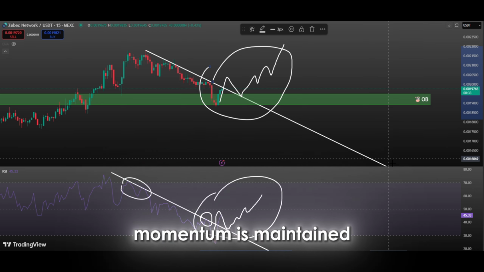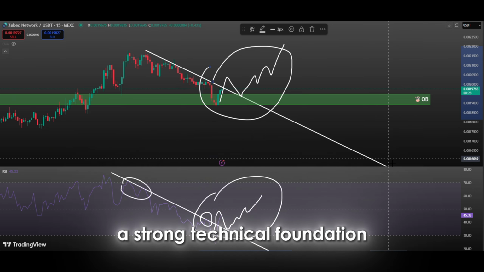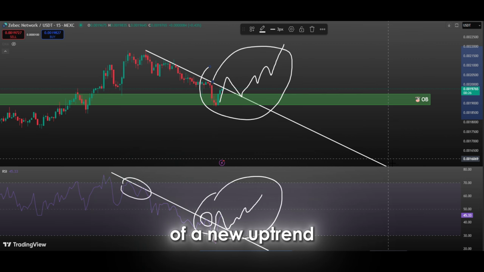If this positive momentum is maintained and the price follows suit with an upward breakout, it will create a strong technical foundation for the beginning of a new uptrend.